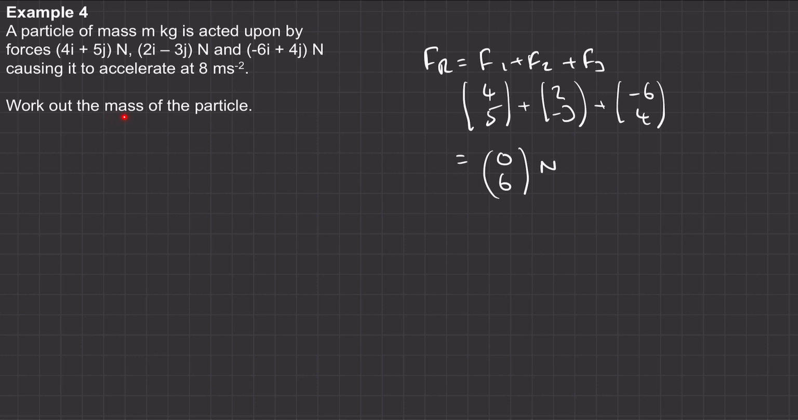But because we've been asked to work out the mass, and the mass is a scalar, and F equals ma, we need to work out the magnitude of this force, because we've also been given the magnitude of the acceleration. So because Fr is acting vertically downwards by 6, its magnitude is 6. So 6 will equal the mass multiplied by the acceleration of 8. So the mass will be 6/8, which gives us 3/4 of a kilogram.